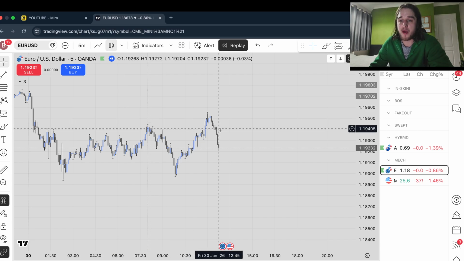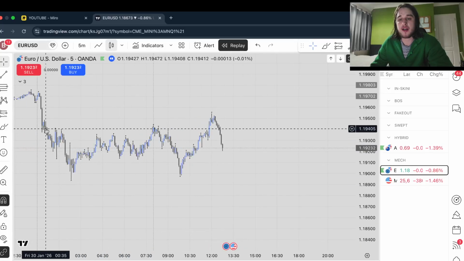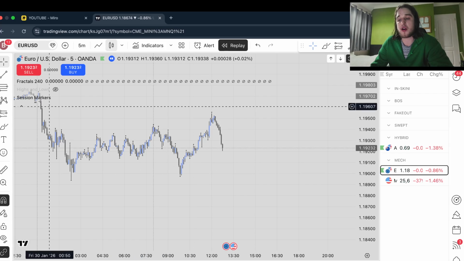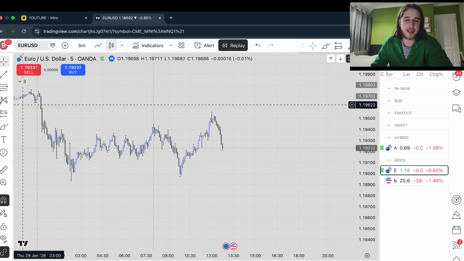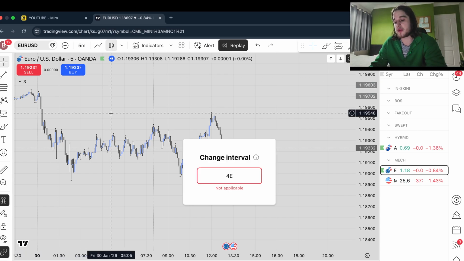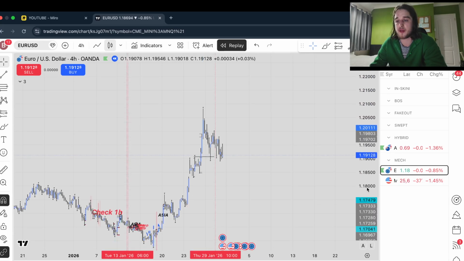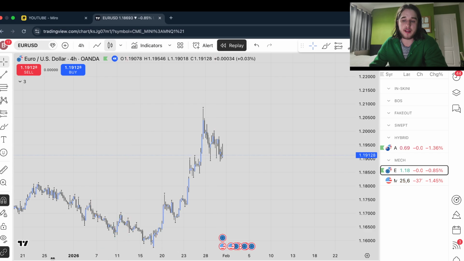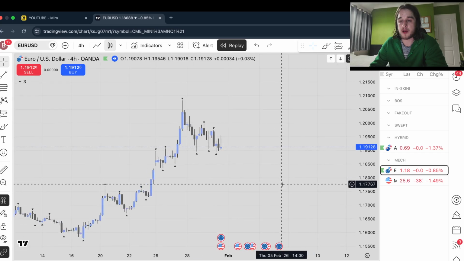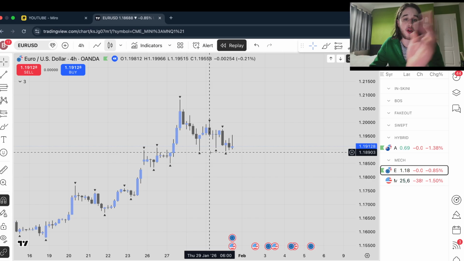So, bias. I've got a little indicator that I made on the chart called session markers. This basically just marks out the sessions for me, so I don't have to do the vertical lines. Nice and easy. Now we're going to go onto the 4-hour chart. I did say before we are going to be using the 4-hour chart, and this is why. We are going to look at all of the fractals on the chart.